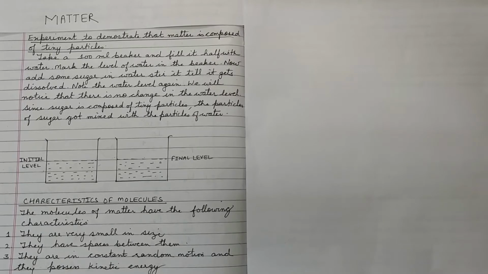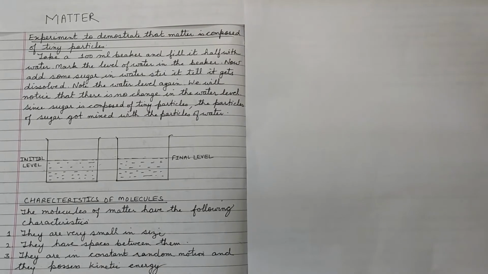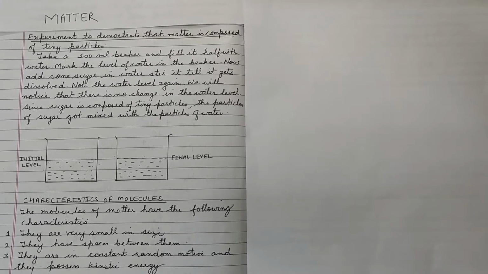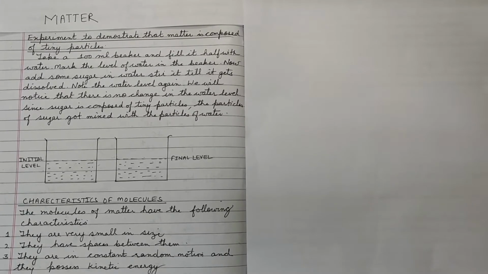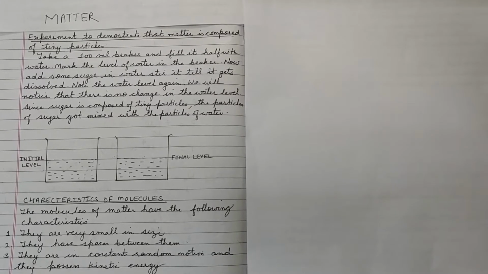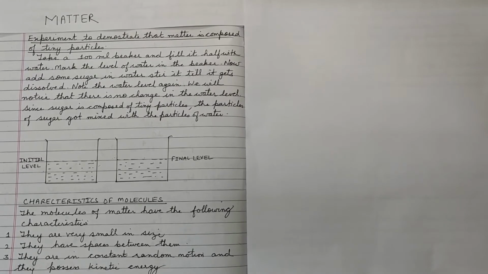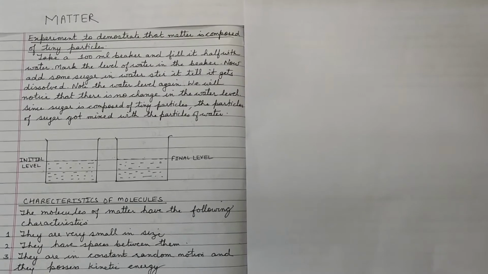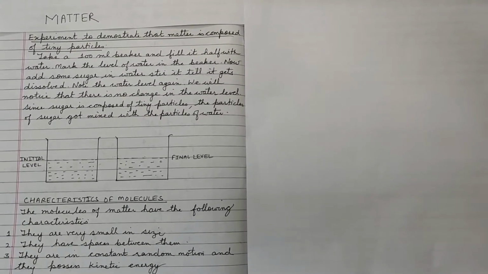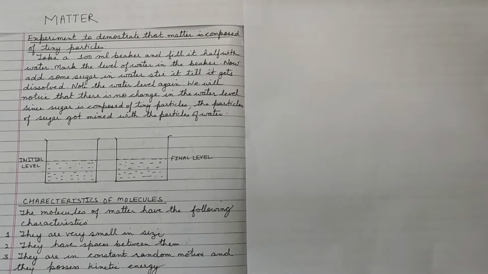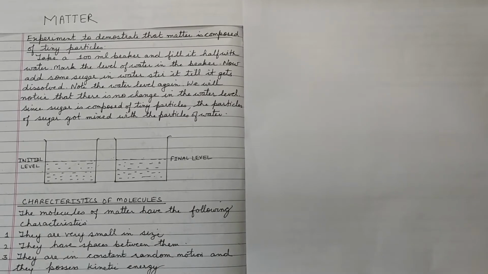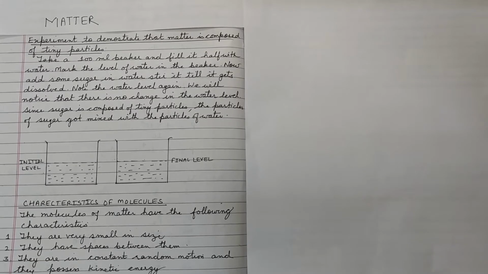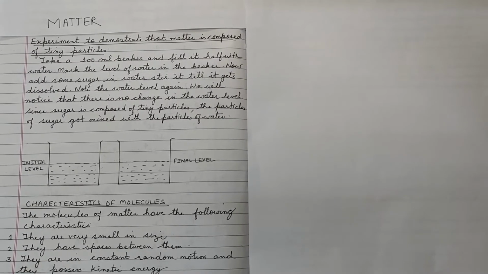The molecules of matter have the following characteristics. They are very small in size. They have spaces between them. And they are in constant random motion, and they possess kinetic energy. To understand these properties or characteristics of the molecules, we study some simple experiments.